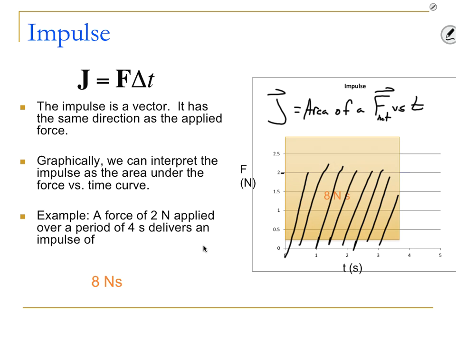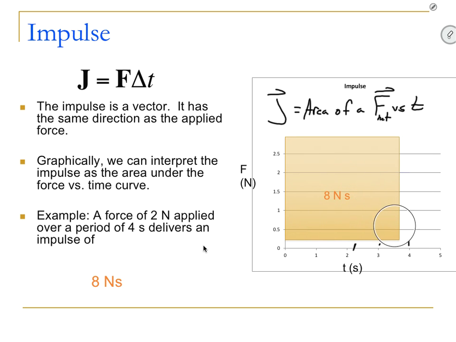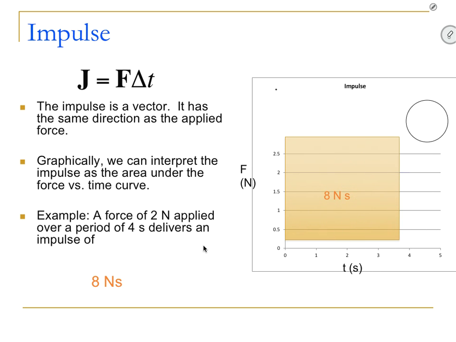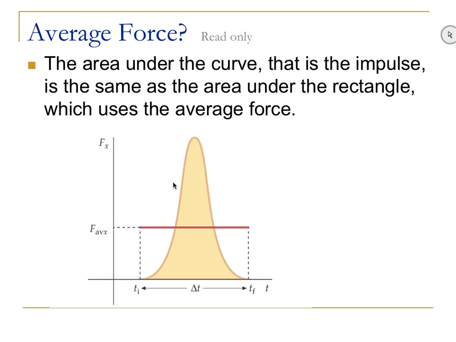I don't know why that yellow got up, but if I go 2 and 4, that gives me 8 Newton seconds of impulse by shading it in. And you know how to do that. That's simple. We did that with work. You know, if we shaded in a force to a change in x, this is work in joules. Okay? If we do it now with time, it becomes an impulse.